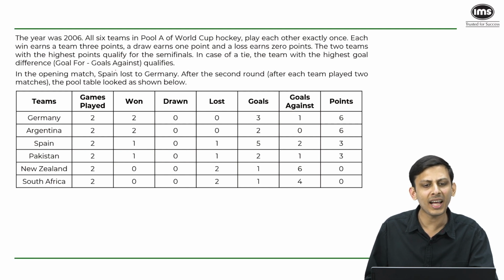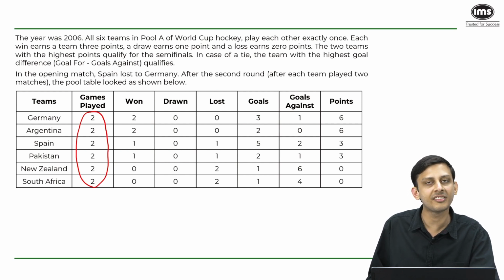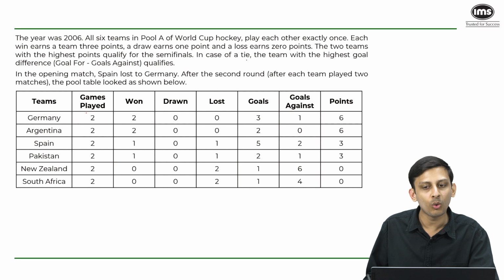And then in the opening match, Spain lost to Germany. After the second round, which means after each team played 2 matches, the pool table looked as shown below. So this table that has been given to us is only for the situation at the end of the second round, when everyone has played exactly 2 matches. But we know that overall, every team will play every other team exactly once, the round robin format.